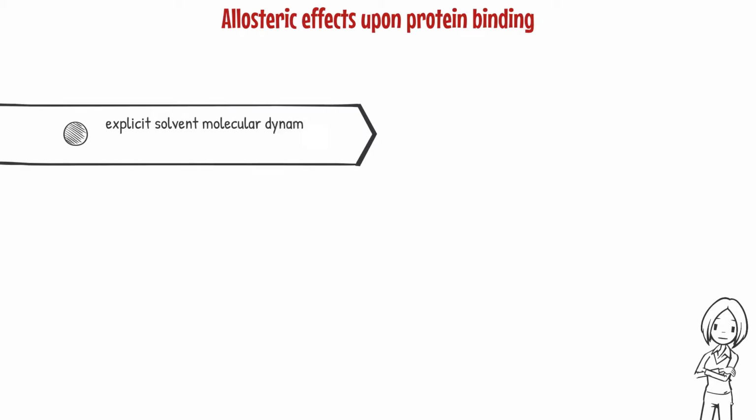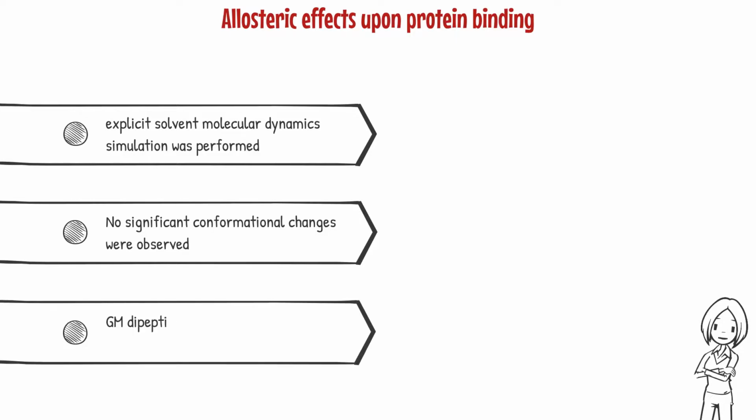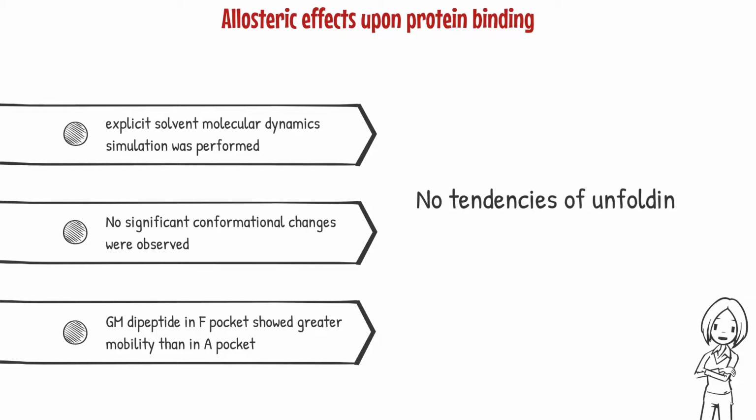Lastly, an explicit solvent molecular dynamics simulation was performed to assess the stability of the empty disulfide stabilized class 1 molecule. No significant conformational changes were observed. The glycylmethionine dipeptide bound in the F pocket showed greater mobility than the one in the A pocket. The reported fluctuation indicates that there are no tendencies of unfolding even for empty disulfide stabilized class 1 molecules.